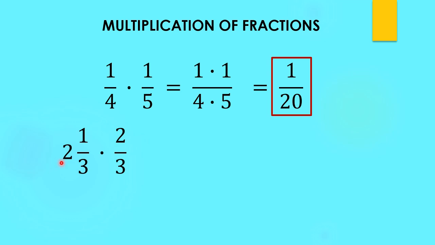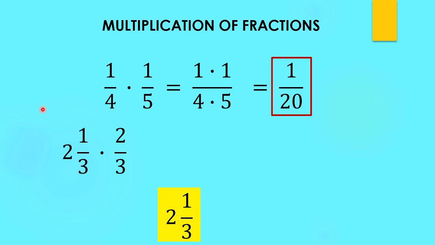Another one. I have here 2 and 1/3 times 2/3. So how are we going to multiply these two? Can we multiply these two fractions directly? As you can see, 2 and 1/3 is a mixed number. Therefore, we cannot multiply these two together because we need to change 2 and 1/3 into an improper fraction. It is called a mixed number because it has a whole number of 2. So how do we change this into an improper fraction?